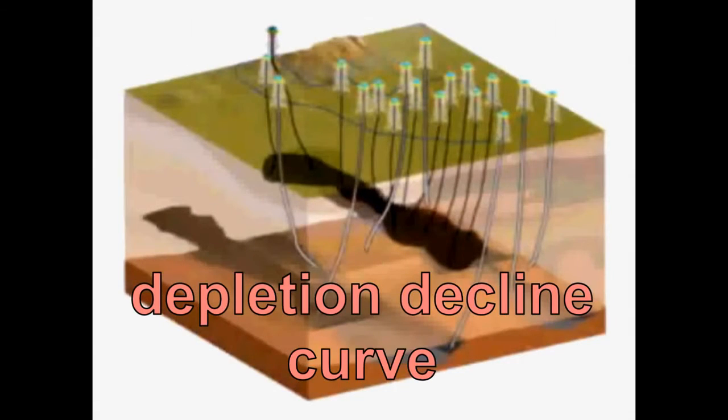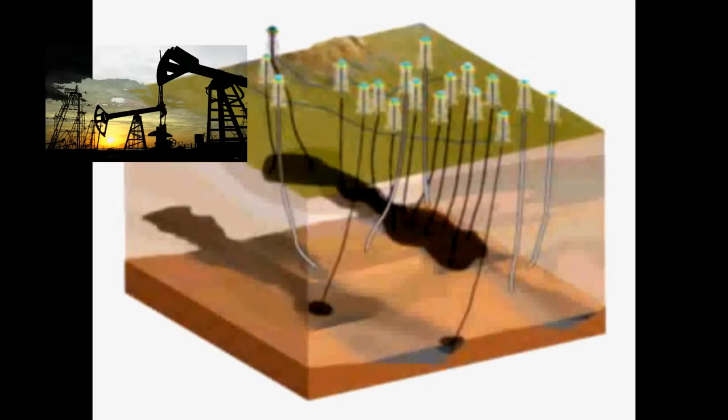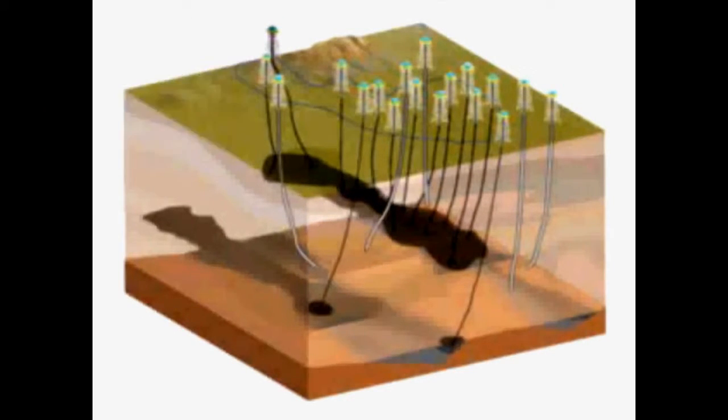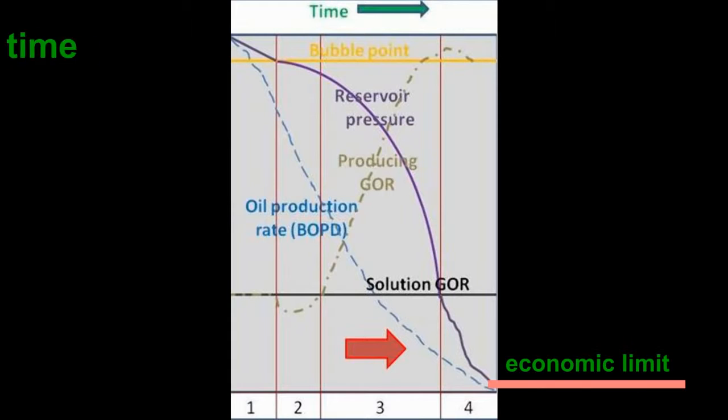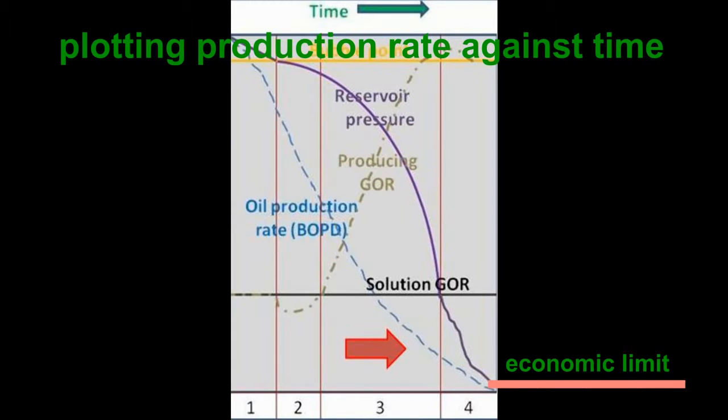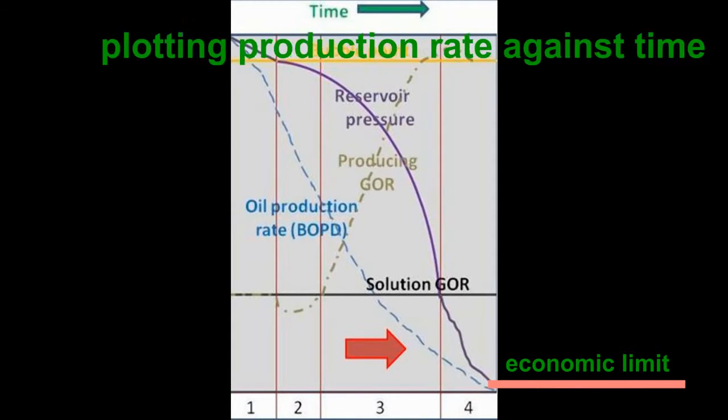When using the depletion decline curve method, the reservoir is nearing an advanced stage of depletion. Since its production rate has been steadily declining at a predictable, constant percentage, this method in predicting remaining reserves is preferred. Plotting the production rate against time, the decline can be illustrated graphically as a relatively straight line and is used to determine the economic limit of the reservoir.